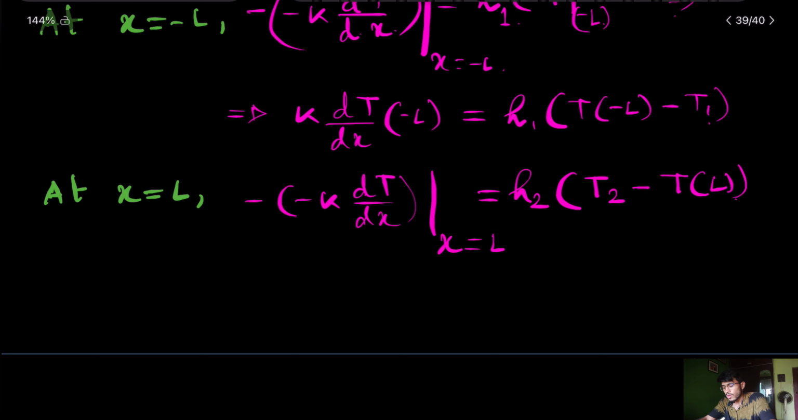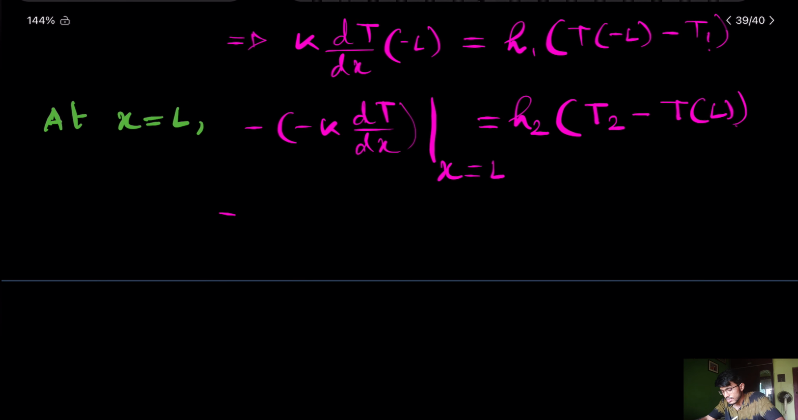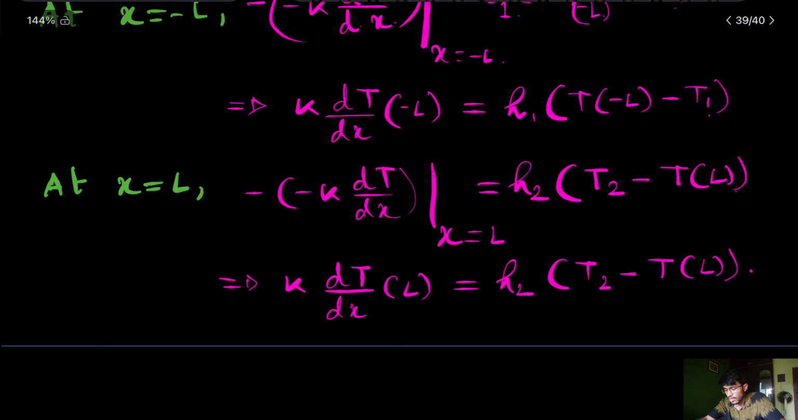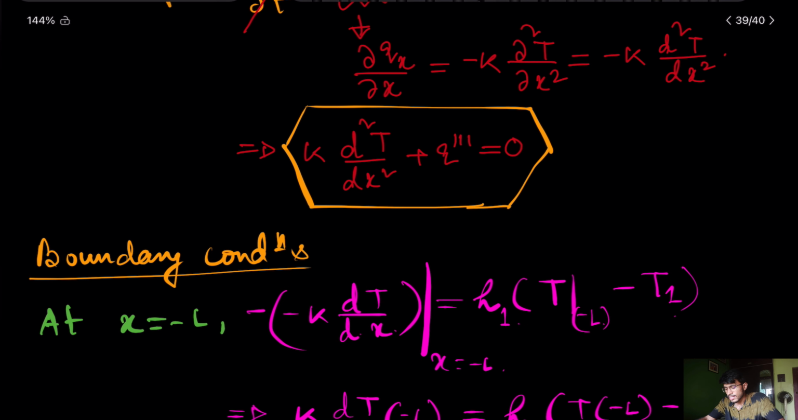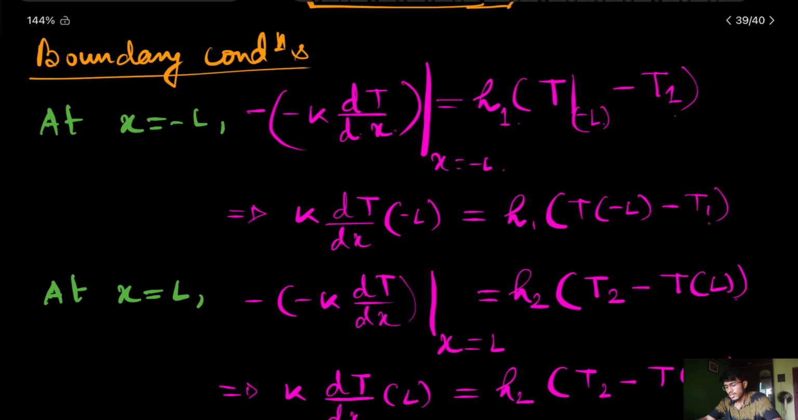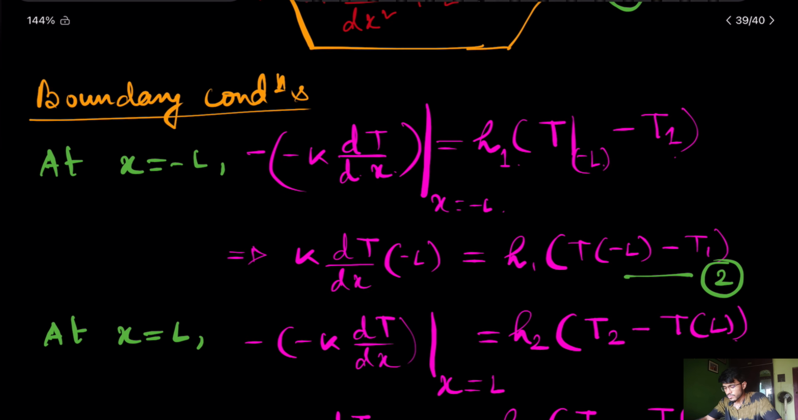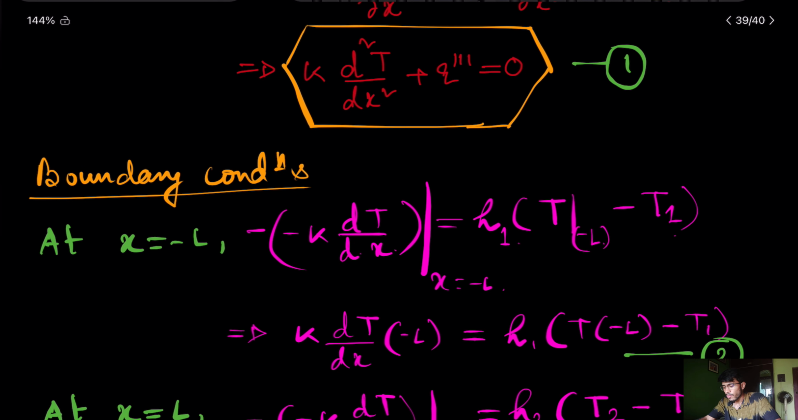So I can write this finally as k dT/dx at L is equal to h2 into (T2 minus T at L), correct? Okay. So just let me name these equations, or number these equations. This is 1, this is 2, and this is 3, okay. Okay, so now we have to solve it.